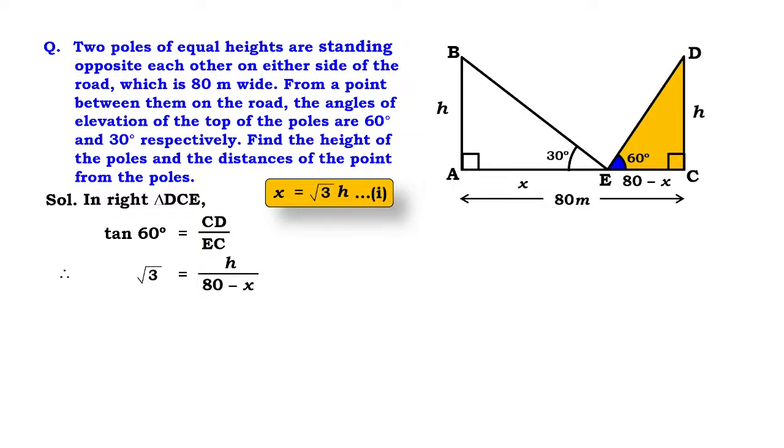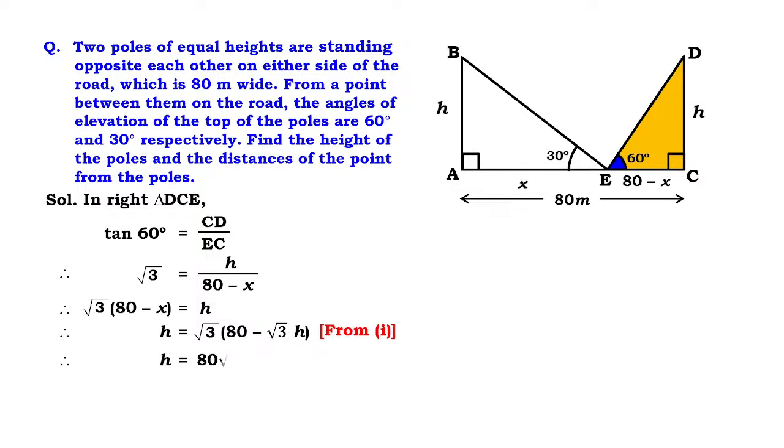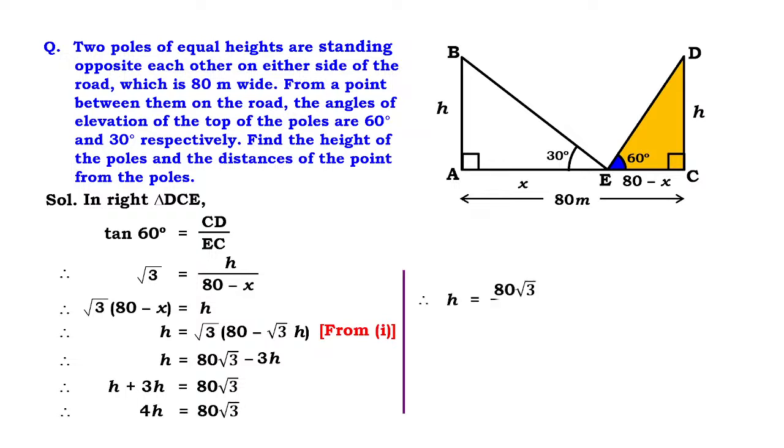From here you get the answer. Look at this. Okay, root 3 into 80 minus x. This 80 minus x will come and multiply here, equal to h. What is the value of x I got? Root 3 h. So I can substitute it here, right? So root 3, okay, I get h value like this. Finally, you get 4h is equal to 80 root 3. h is equal to 80 root 3 by 4. So h is equal to 20 root 3. Root 3 value is 1.73 and finally if I multiply I should get 34.6.